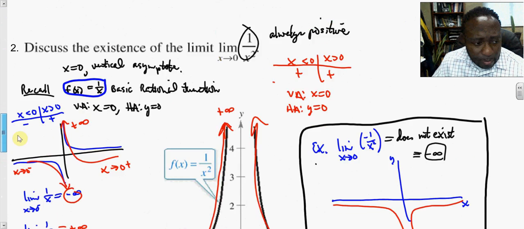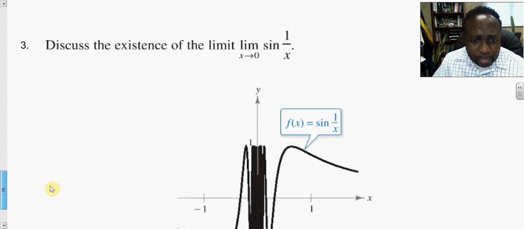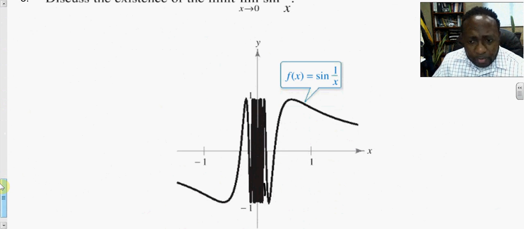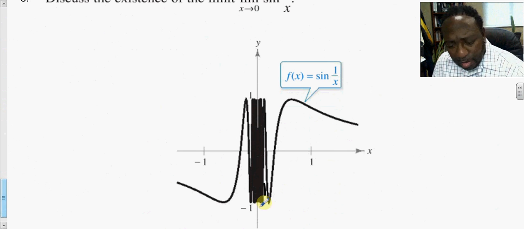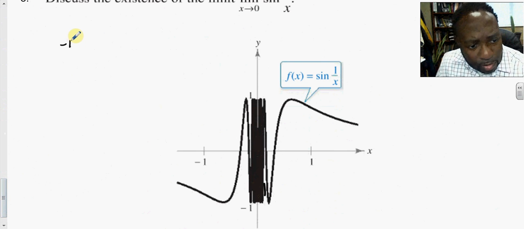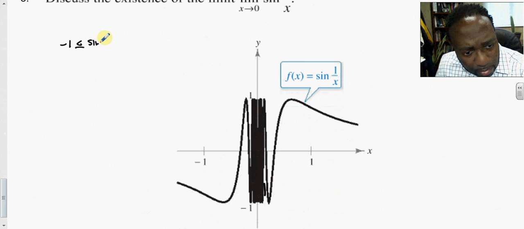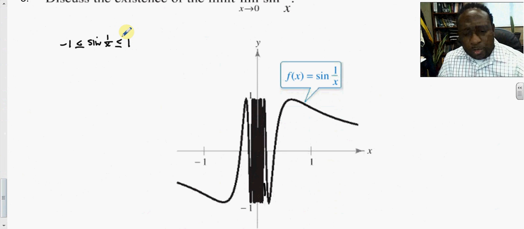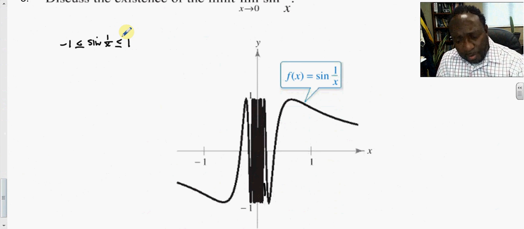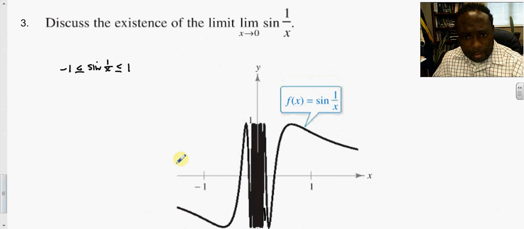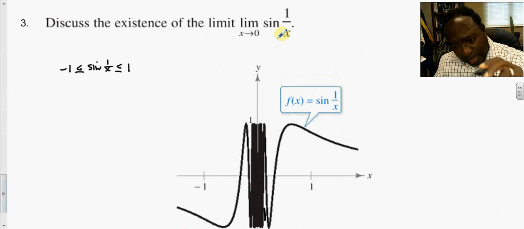So this example gives the support for the function increasing or decreasing without bound as x approaches some value c. Then thirdly, discuss the existence of the limit of sine of 1 over x. Sine of 1 over x, by the graph, will oscillate wildly between negative 1 and 1. So we say that negative 1 is less than or equal to sine of 1 over x, which is less than or equal to positive 1. Because of the oscillation, you cannot pinpoint the limit as x approaches 0 for this particular function.